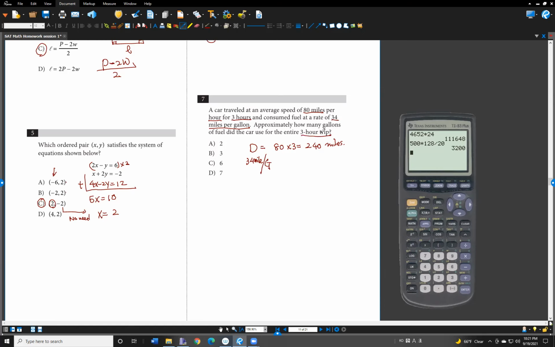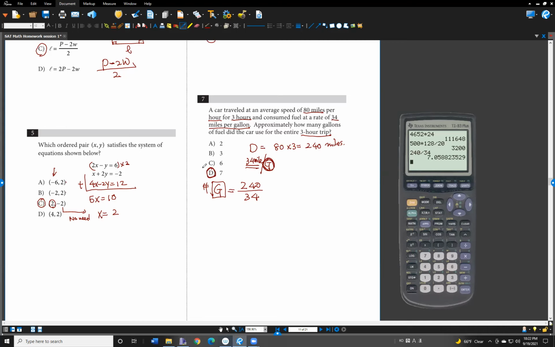Okay, what are we going to find? How many gallons? Each gallon, we travel 34 miles. You can divide by 34. So 240 over 34 is the number of gallons, isn't it? You understood? So 240 divided by 34 is about 7.5. It takes about 7 gallons. Is that okay?